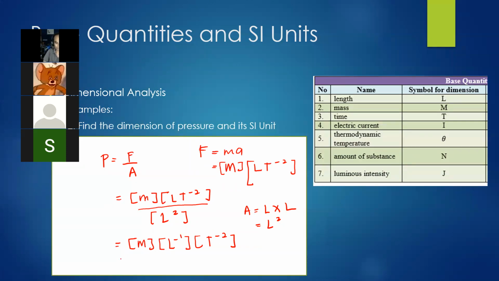As a unit, M is mass, kilogram. L is length, meter. T is time, second. So kg m negative 1 s negative 2, that is kilogram per meter per second squared. Okay.